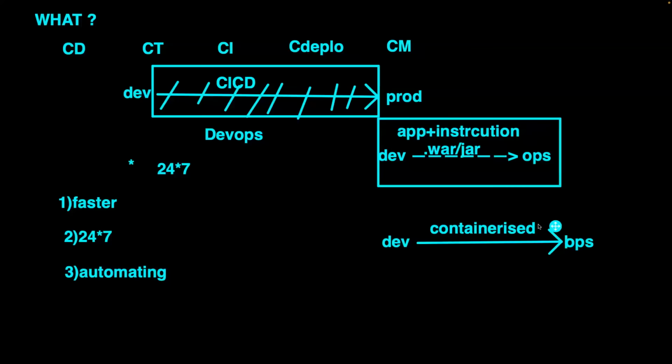It means the dev team is handing it over in a containerized format, in the Docker image format. Even though you are a developer, you should know how to containerize your application using Docker. Then the ops team would deploy it as a Docker container. Obviously, they should know Docker. And that's how deployments have become faster.